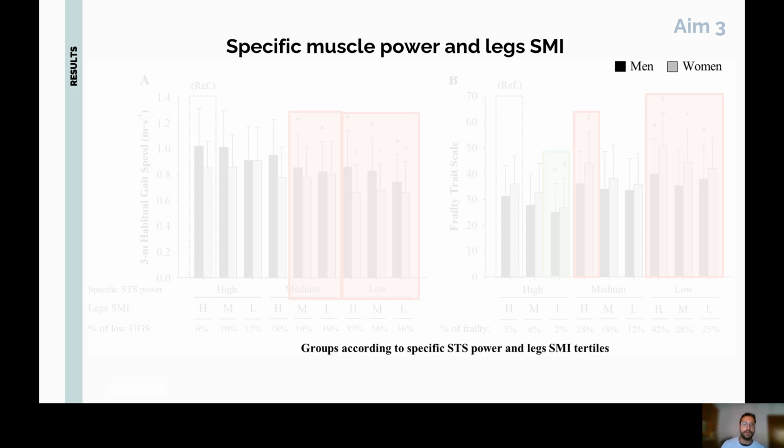According to the frailty scale, the subjects that had a high specific muscle power and high leg skeletal muscle index were different from the reference group and were the ones that had a lower Frailty Trait Scale score. However, having a medium and low power was negative for having or developing a higher score in the Frailty Trait Scale.